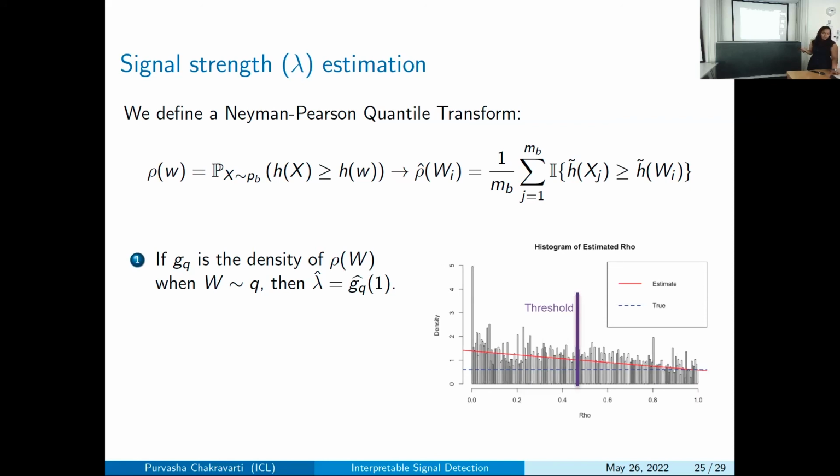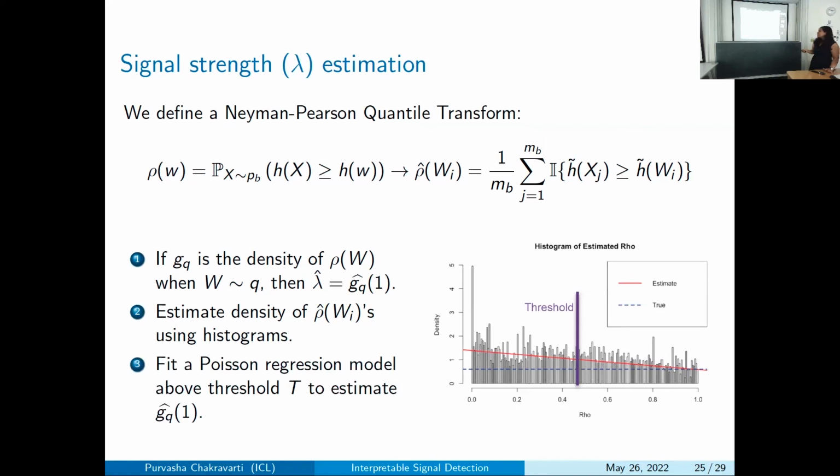the boundary point 1. Now what happens is the density GQ is actually a monotonically decreasing function. Again, I'm not going into the detail of why, but it basically has to do with the fact that it's a quantile transformation. So it works out that it's a decreasing function. So what we do is we just create histograms first, and then we fit a Poisson regression model. This is count data, which is why we use a Poisson regression model. And you fit a Poisson regression model beyond a threshold to basically get this edge point.